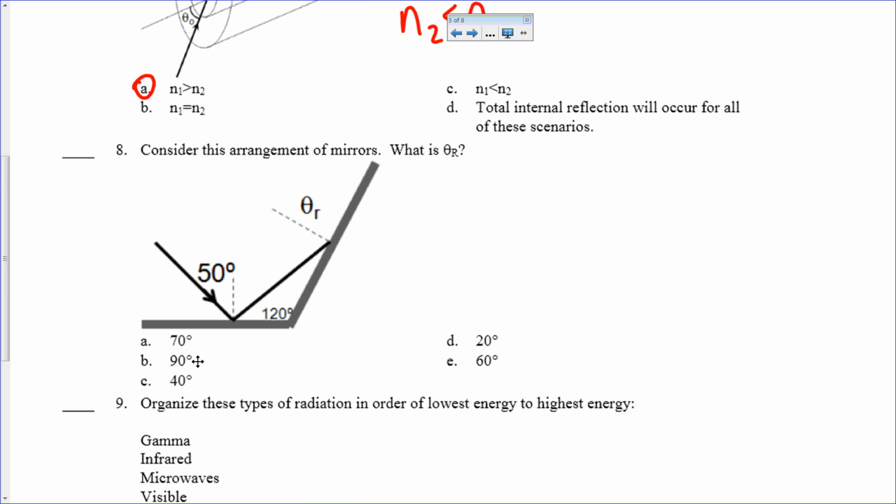Consider this arrangement of mirrors. What is theta R? So if this is 50 degrees, this is also 50. That means that this is 40. 120 plus 40 equals 160. So that means that this angle is 180 minus 160, is 20, which means that this angle is 70, 90 minus 20, and so this angle is also 70 degrees. So number 8 is A.